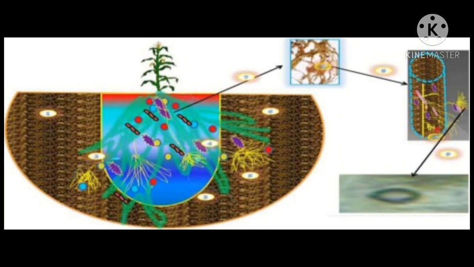Microbes as biocontrol agents. Microorganisms used for controlling harmful or pathogenic organisms and pests of plants are called biocontrol agents. What are biocontrol agents? Microorganisms used for controlling harmful or pathogenic organisms and pests of plants are called biocontrol agents. Examples: Bacillus thuringiensis, one of the bacteria.